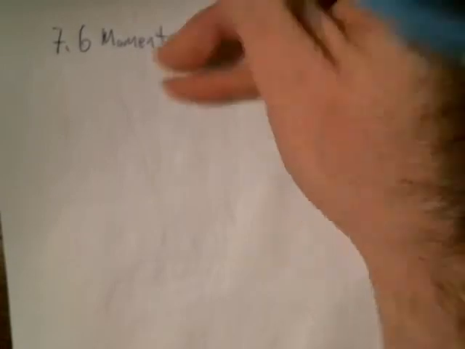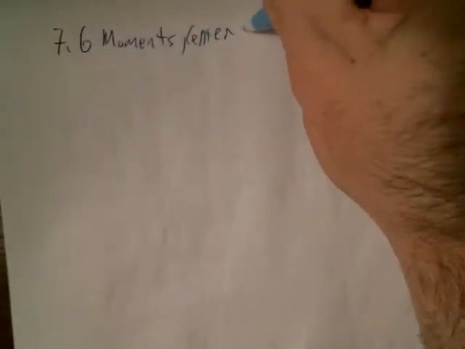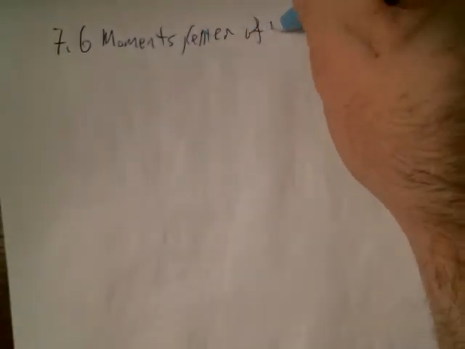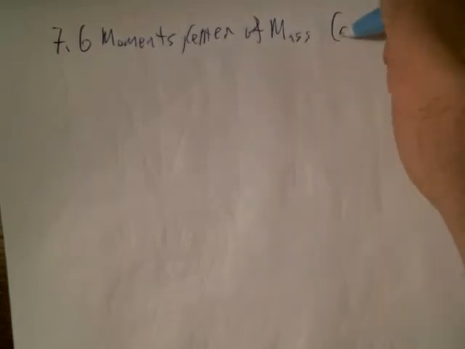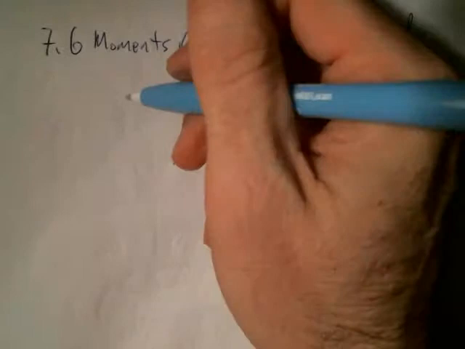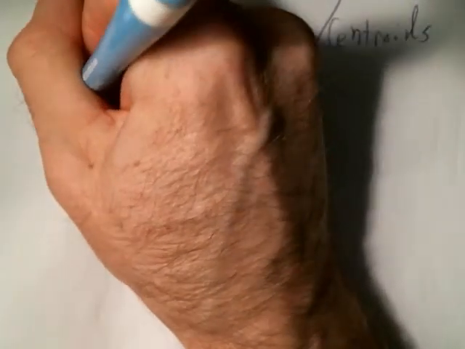Okay, welcome back. This section is about balance, basically. In a nutshell, that's what it's all about. So 7.6. We want to talk about moments, centers of mass, and then centroids. We'll start in one dimension and then go up to two dimensions. That's what it is. So first off, what is mass?